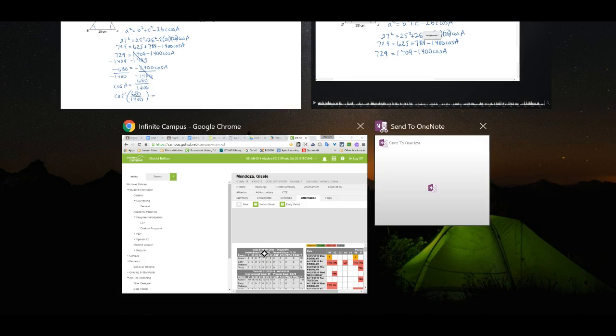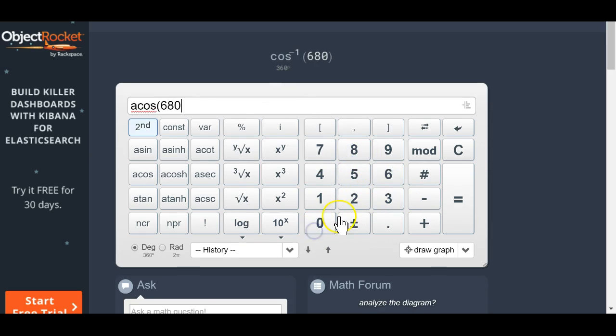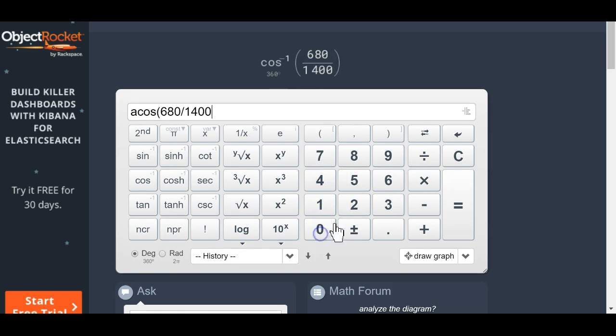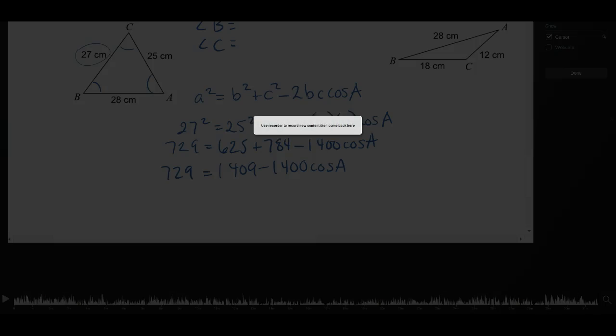So now let's go to our online calculator. And now let's do the inverse. So I need to push second on this calculator first. And that gives us arc cosine, which is the same thing as inverse cosine. 680. And we have to go back to the other version. 680 divided by 1400. That looks good up top. Just make sure that looks like what I want it to. Equals 60.94 degrees. 60.94.